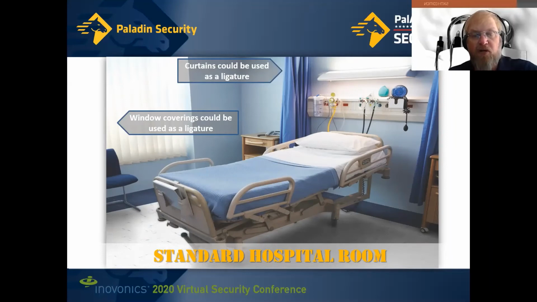And the issue is called ligature risk. And what we're trying to do is basically minimize those risks. And in some situations, we're obligated to do that, especially when we know we have someone who is having self-ideation, suicidal ideations related to that. And that's not uncommon inside of healthcare.